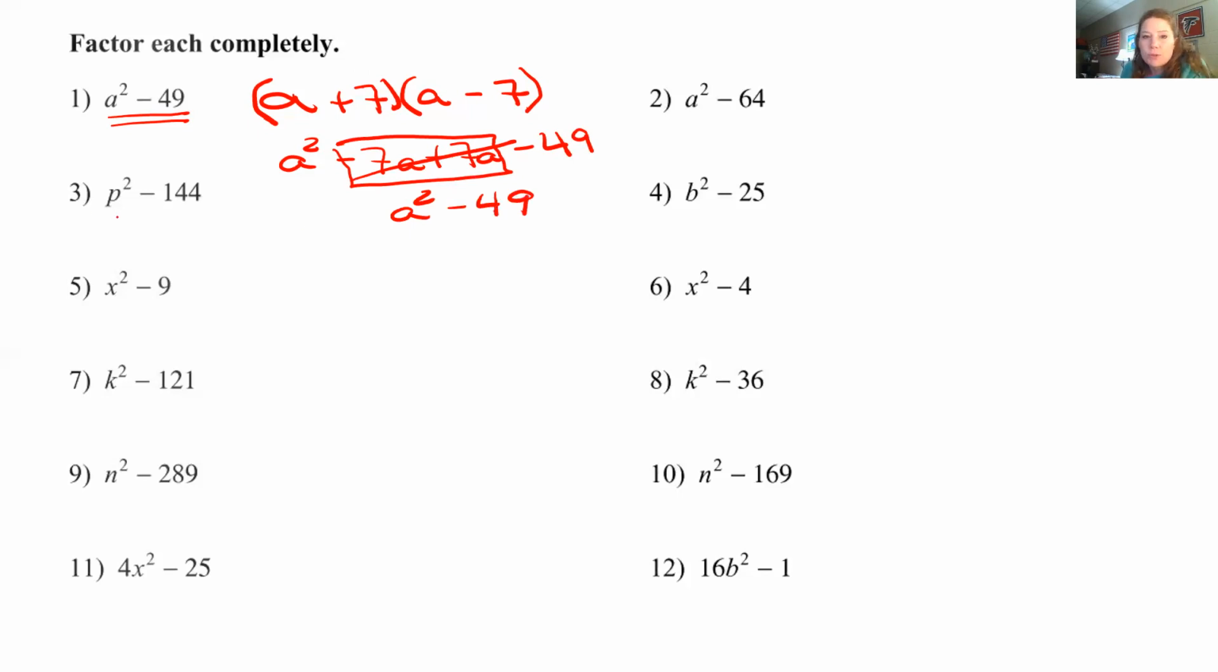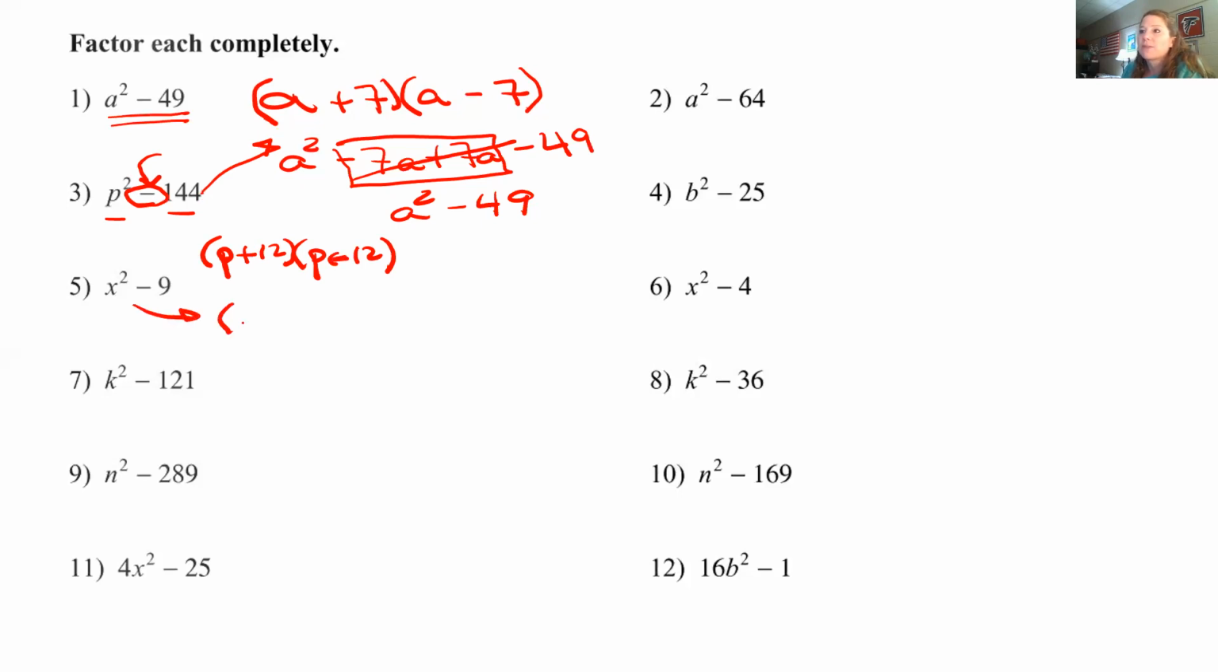So if you have two terms and they're both perfect squares, and the very important thing is there's a minus sign between them, you can quickly factor these into a pattern like this top one. You find the square root of p squared, which is p. You find the square root of 144, which is 12. And then because there's a difference symbol right there, one gets a plus and one gets a minus every single time.